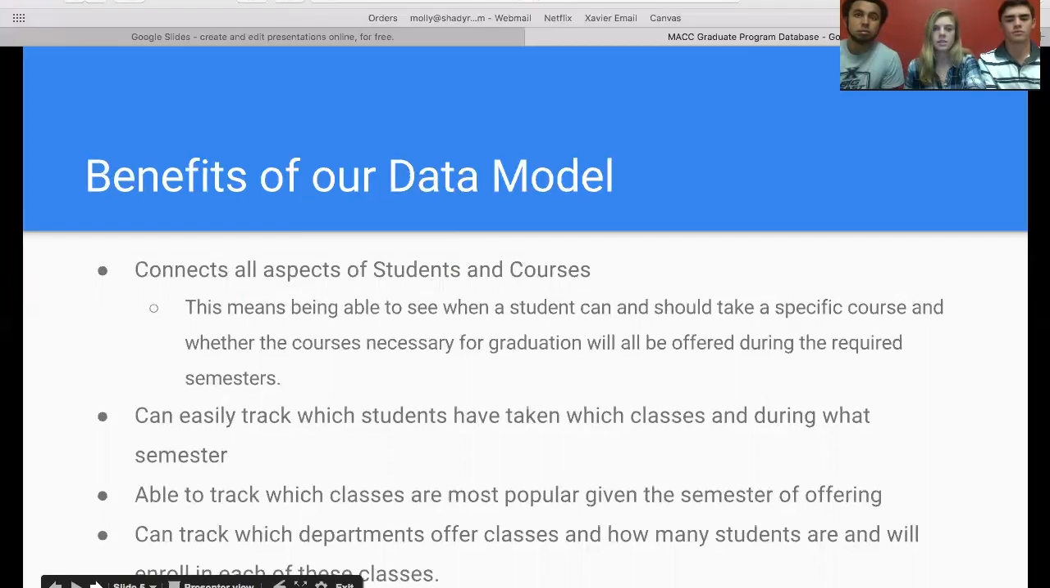And it's also easy to add in any future data that Dr. Maslach might gather through future enrolled students. It's able to track which classes are most popular given during the semester of offering, and can track which departments offer classes and how many students are and will enroll in each of these classes.